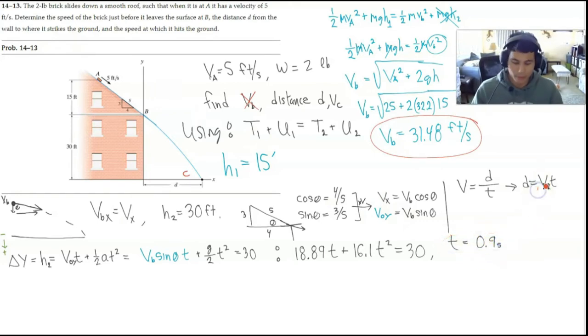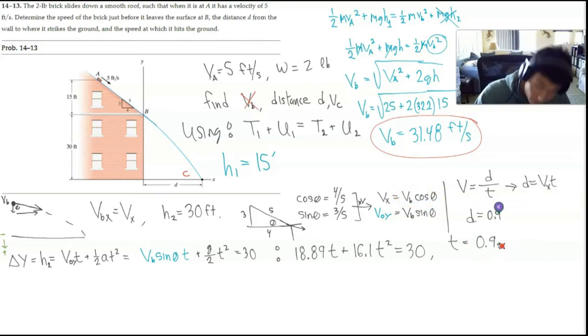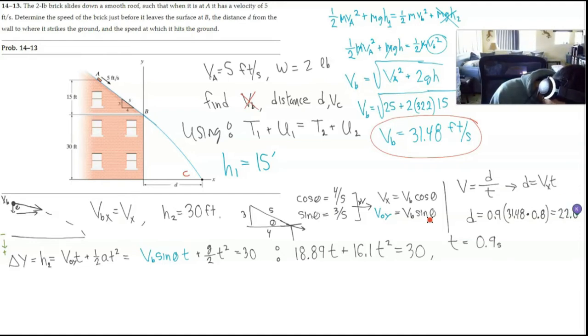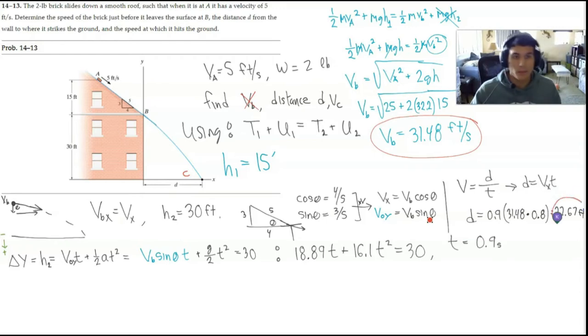Here we go. So now, oh yeah, we can already find D. So D is equal to, now what is Vx? Vx is this times this. So it'll be 0.9 times 31.48 times 0.8. That 0.8 comes from this 4/5. So 0.9 times 0.8 times 31.48 is 22.67 meters. Okay, not meters, 22.67 feet. There we go. Okay, good.